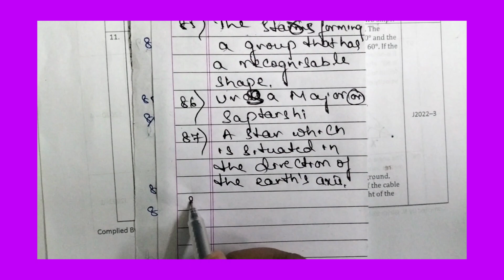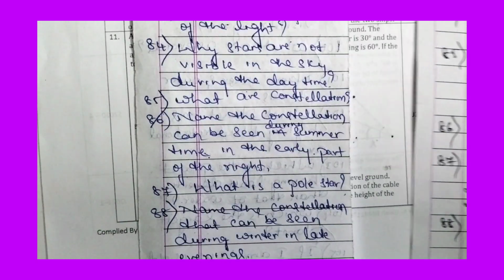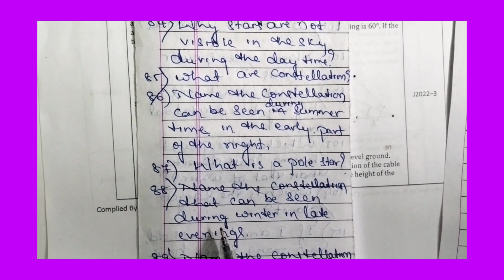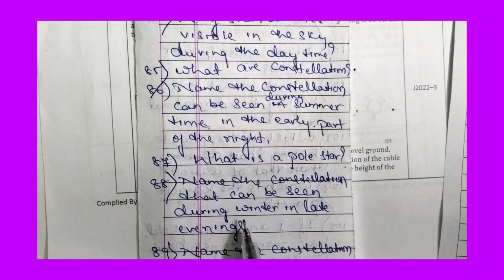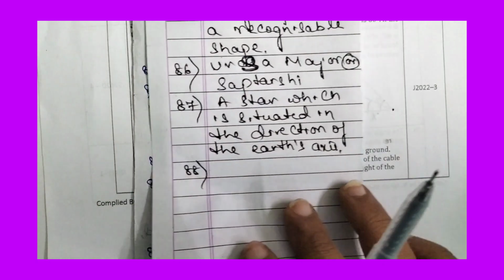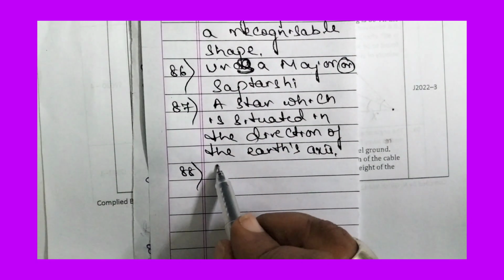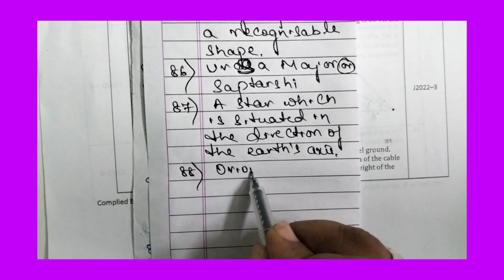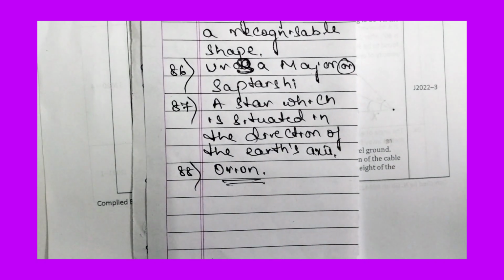Now let us answer the 88th question. Name the constellation that can be seen during winter in the late evenings. That is Orion. This is the constellation. So in this video we have answered from question number 67 to question number 88, and the remaining part will be continued in the next video.